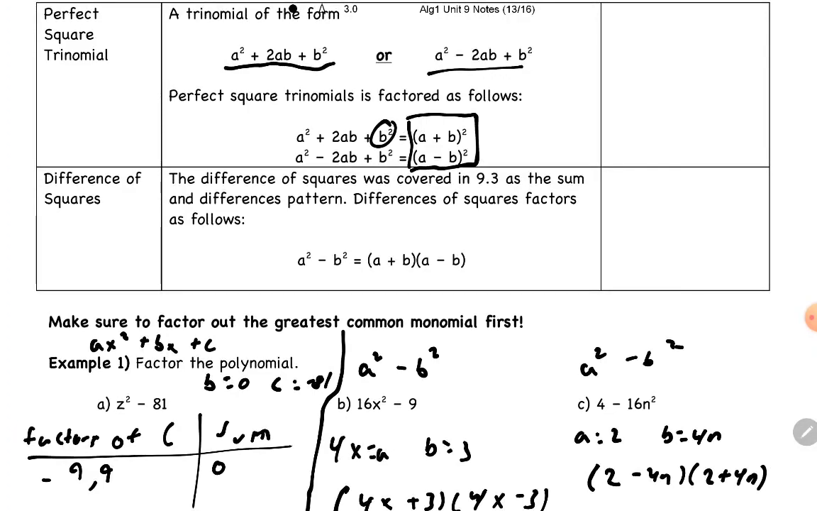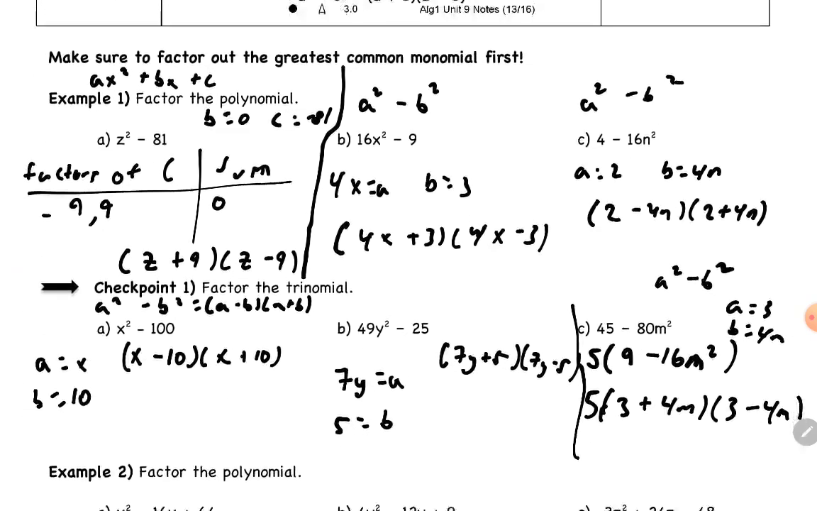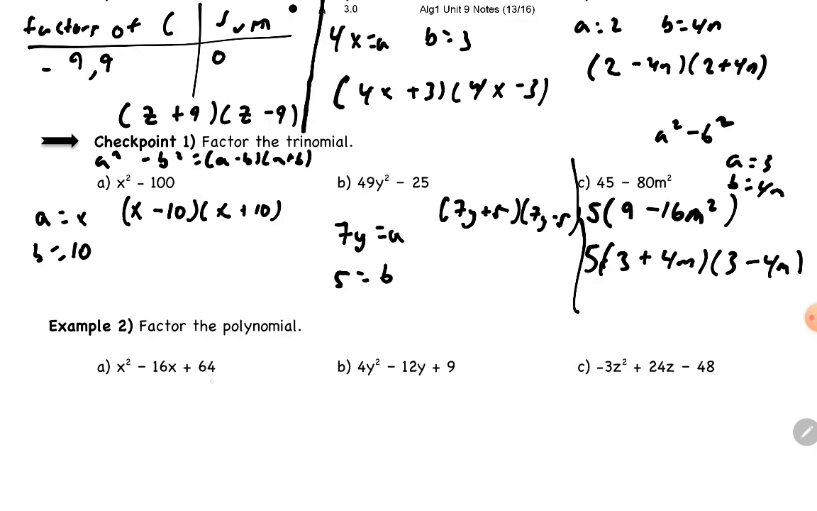So my b value here is b squared, right? So what times what is 64? That happens to be 8. And since they add up to negative 16, there we go. X minus 8, x minus 8, x minus 8 squared. Yeah, there we go. Now how do we do part B?